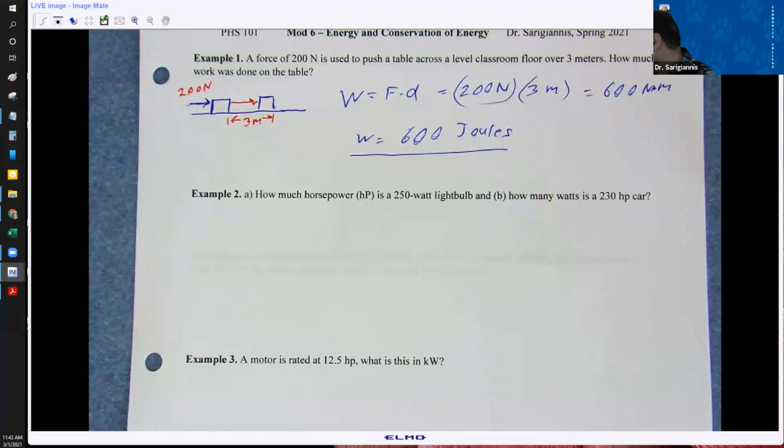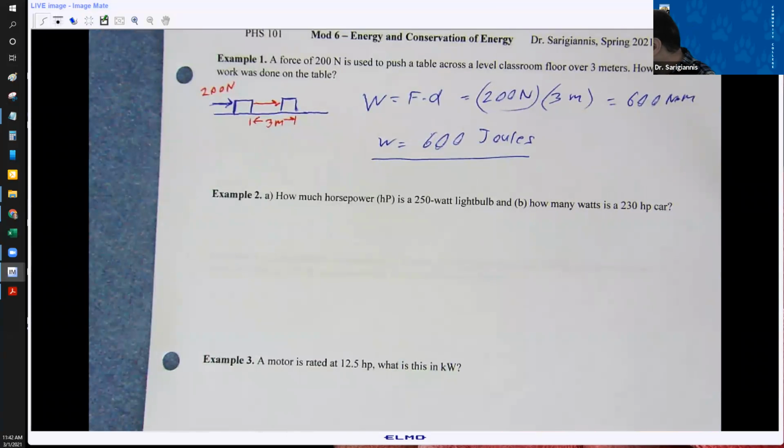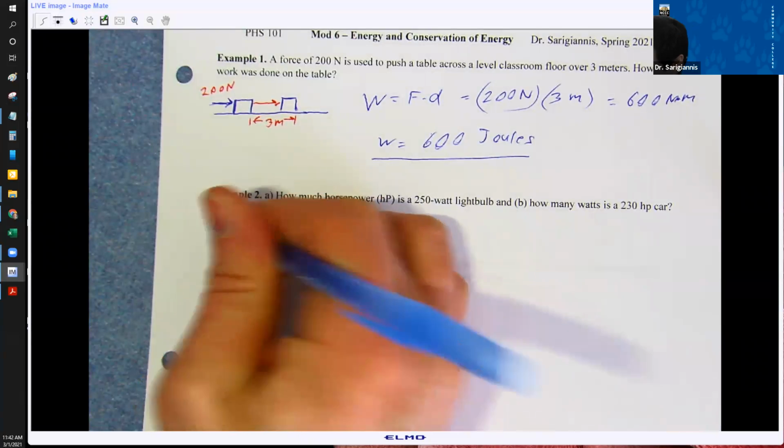This always makes me laugh when I do these problems because I think, imagine going to the grocery or the hardware store and looking for a bulb in horsepower. It's a very humorous thought.